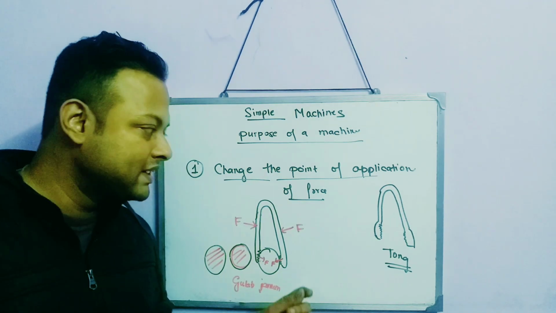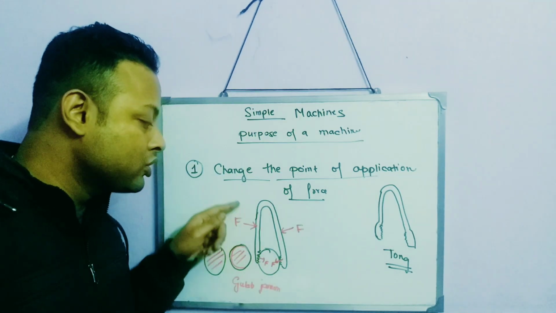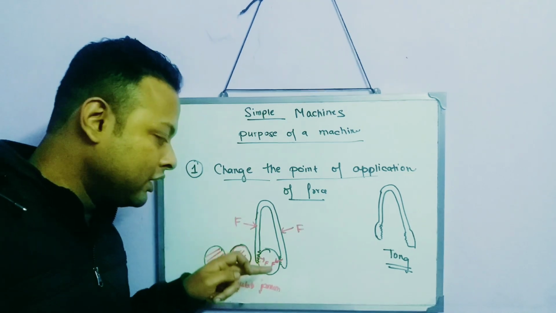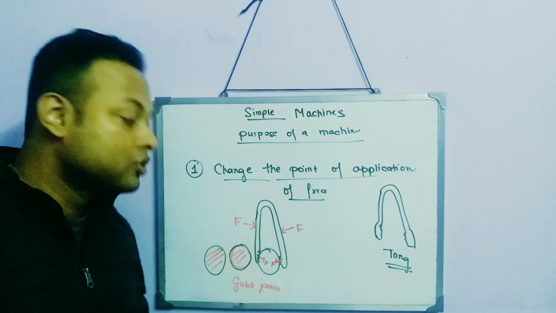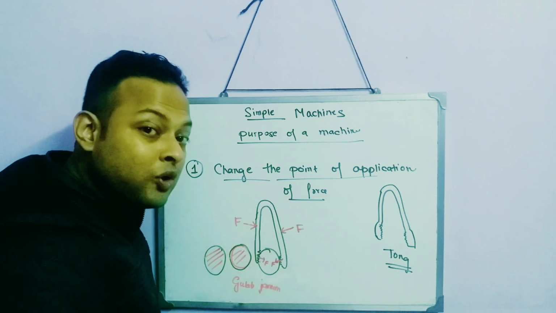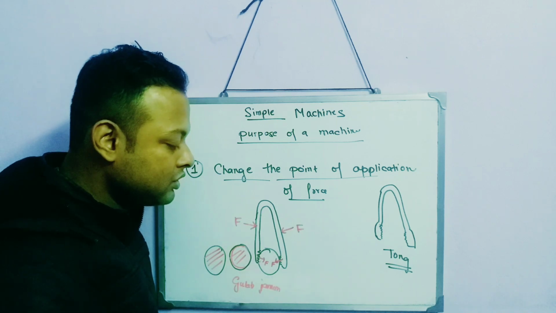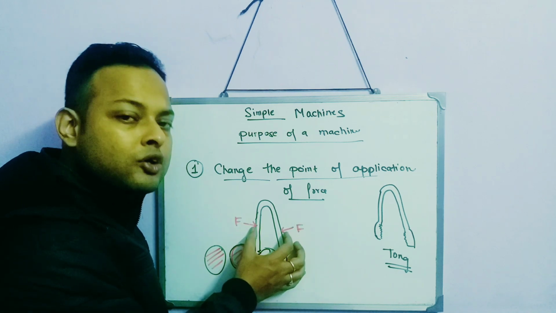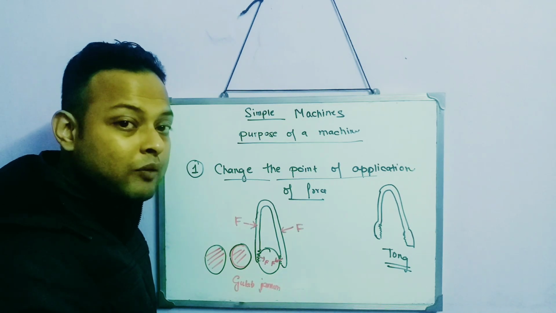So what we are doing, if you basically see, we are not applying the force on the sweet, rather we are applying the force on the tong. So if we are applying the force on the tong, the tong will be applying the force on the gulab jamun. So we are indirectly applying the force. Instead of applying the force over here, we are applying the force over here. So we are basically changing the point of application of force. Instead of applying the force at this point, we are applying the force at this point. So that is the first purpose of a machine: change the point of application of force.